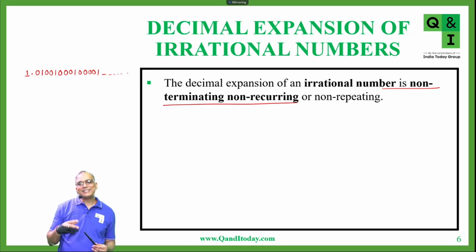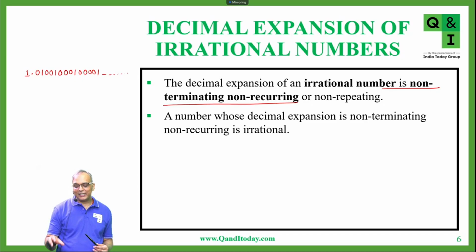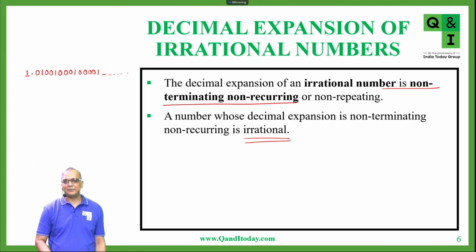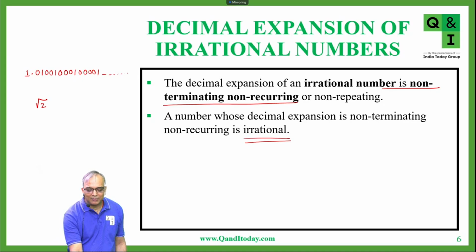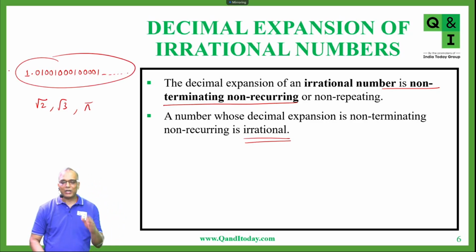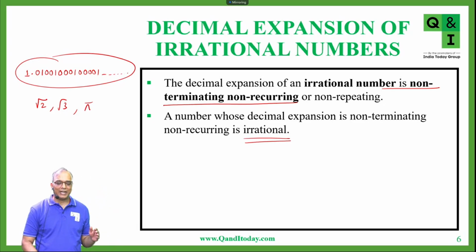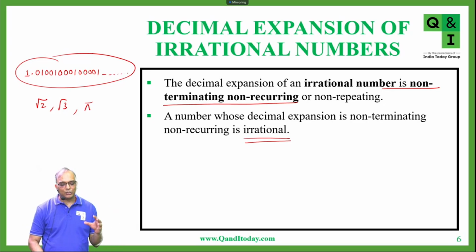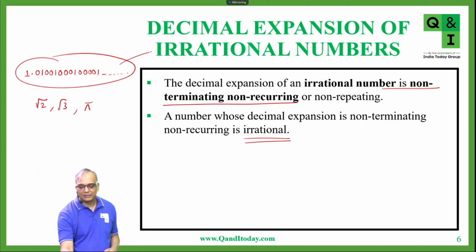So any such decimal of the form non-terminating and non-recurring is irrational. So a number whose decimal expansion is non-terminating and non-recurring is an irrational number, right? We have seen that all square roots of prime numbers, root 2, root 3, are irrational numbers. Pi is an irrational number. And another form of irrational number is this, where you write a decimal that is non-terminating and non-repeating, or non-terminating and non-recurring. Those are also irrational numbers.